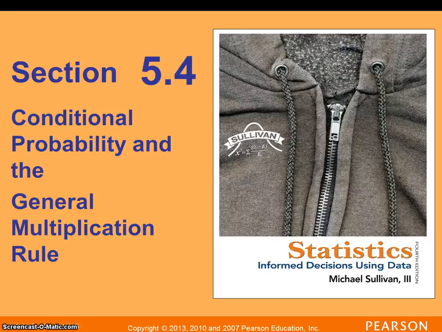Hi everybody. So this next section, 5.4, has to do with conditional probability and the general multiplication rule. We looked at the basic multiplication rule in the last section, so what we'll look at is a generalization or an extension of that rule.